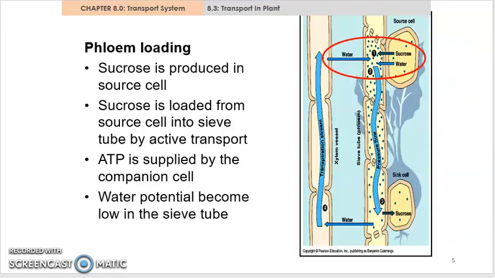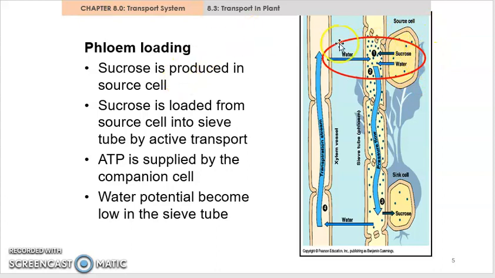Okay, so now kita tengok lebih detail. Okay, untuk the first phase adalah phloem loading. So, sucrose is produced in the source cell. Macam yang saya katakan tadi, source ni maksudnya kita refer kepada a plant organ that can undergo photosynthesis. So, bila dia dah berlaku photosynthesis, okay, so one of the organic products that can be produced adalah sucrose. So, example of source is leaf cell.